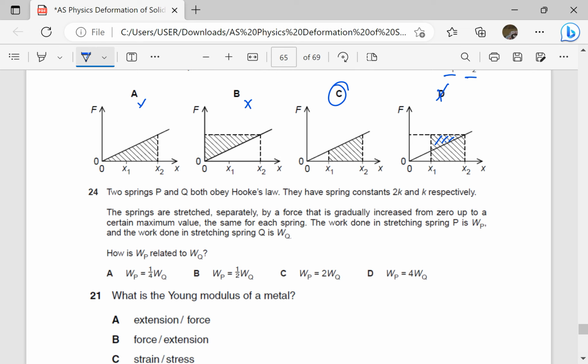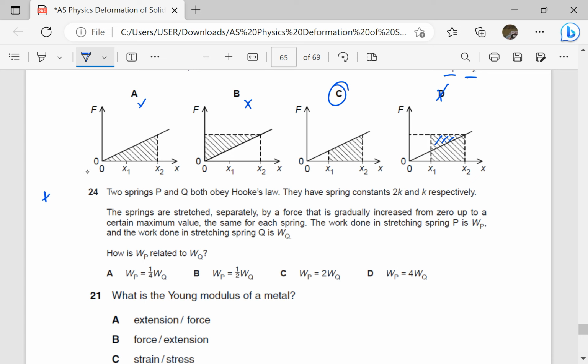Two springs P and Q both obey Hooke's law. They have spring constants 2k and k respectively. The springs are stretched separately by a force that is gradually increased from 0 up to a certain maximum value, the same for each spring. The work done in stretching spring P is WP. The work done in stretching Q is WQ. How is WP related to WQ? So first of all, let's find the extensions and the force.